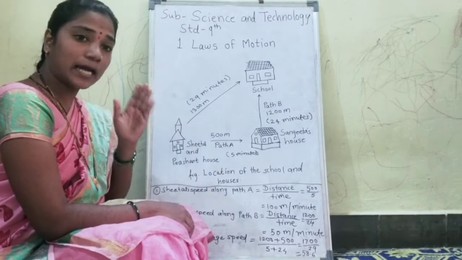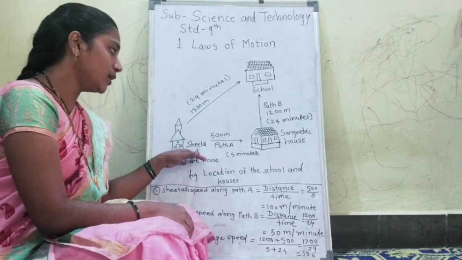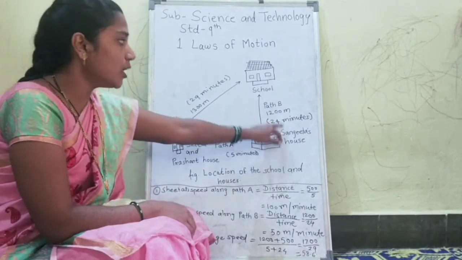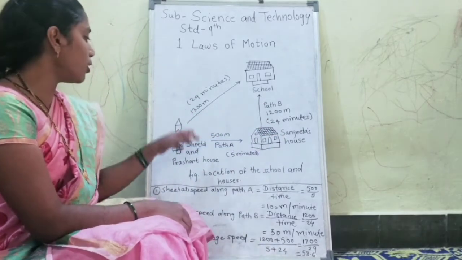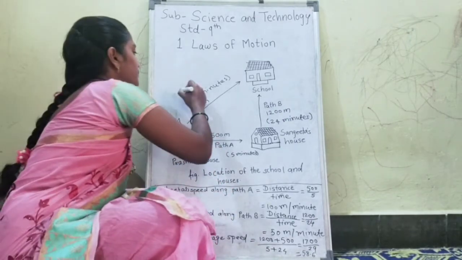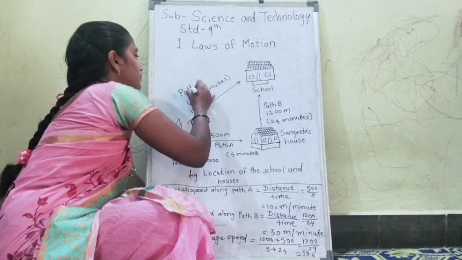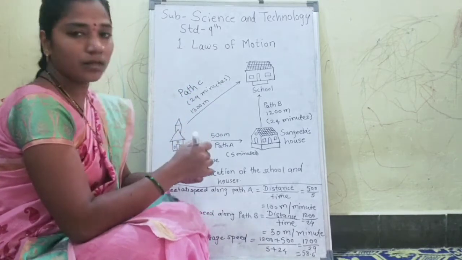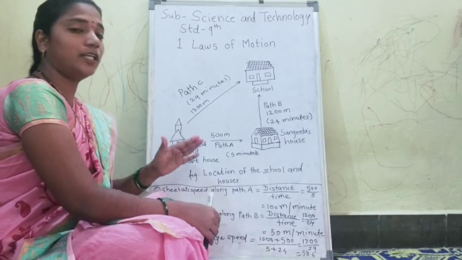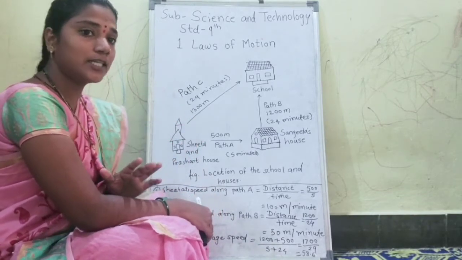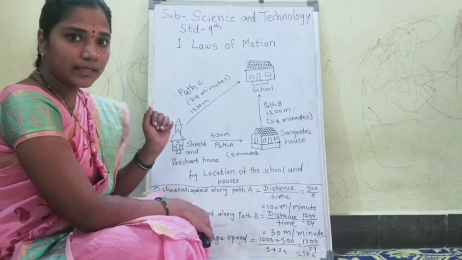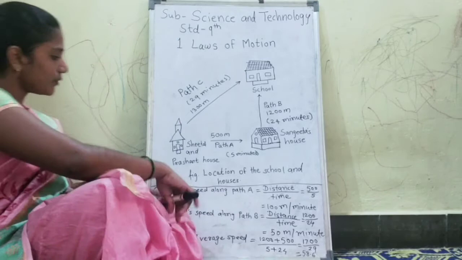Now we have to calculate the speed of Sheetal along path A, the speed of Sheetal and Sangeeta along path B, and the speed of Sheetal along path C. Then finally we have to calculate the velocity of Sheetal to reach the school. Get it? Okay. Now look here.